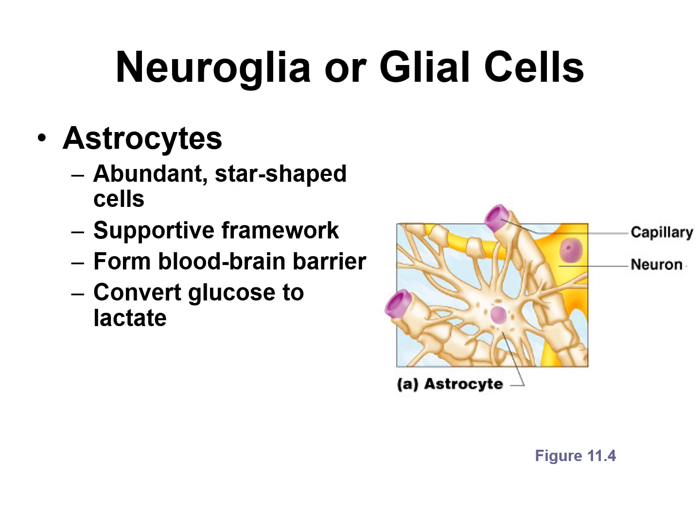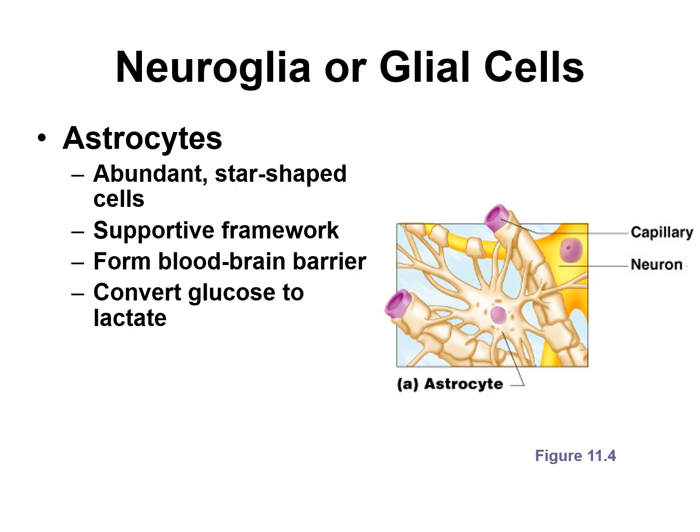So first, they provide a supportive framework because they sort of anchor the neurons close to the capillaries that provide nutrition and oxygen for those neurons. They also have the ability to modify the chemical environment around the neuron. They can take up certain substances, they can release substances, they can convert glucose to lactate, for example.